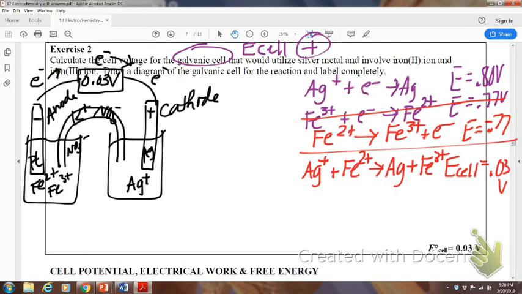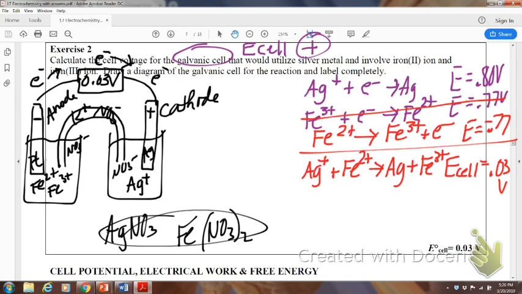Okay? Now, most likely we'd have some nitrates in here too, because we would be using probably AgNO3 to get it, and we would probably be doing both of the FeNO3s. Those would probably be in there. You don't have to write that. I'm just showing you that those would also be in there because these are aqueous solutions. Okay? So that is how you would draw all that.